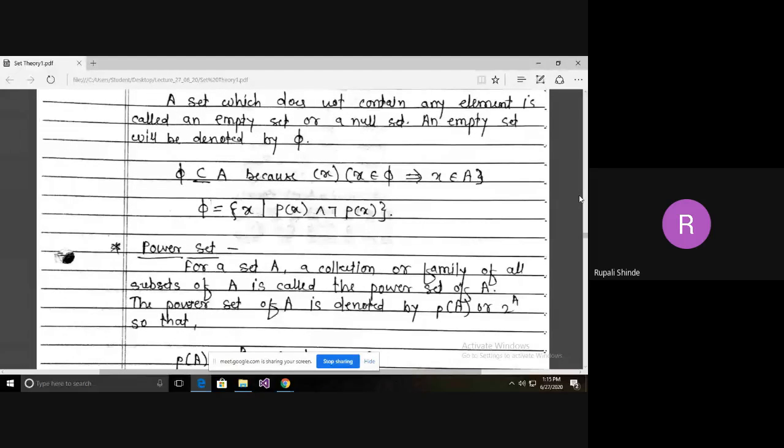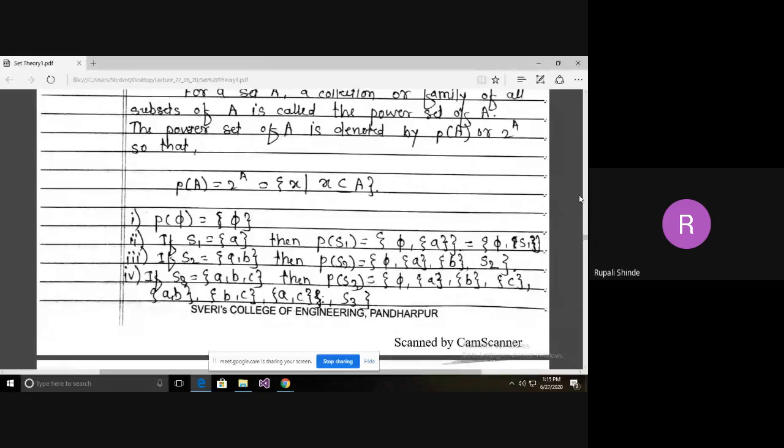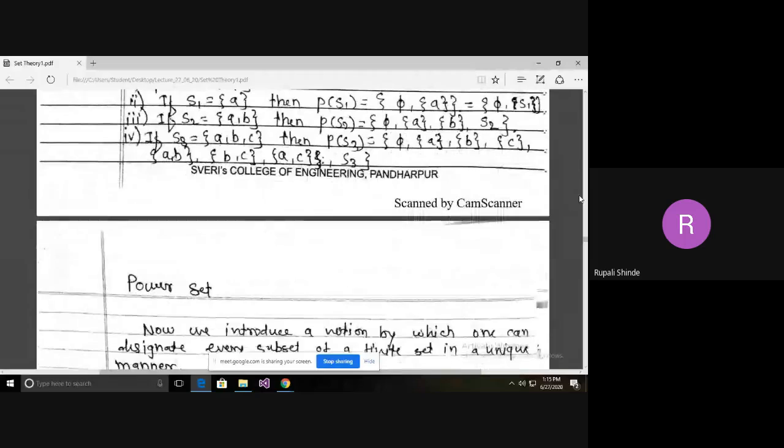Then the next point is the power set. We have seen what a power set means: the collection of all the subsets. The formula for the power set is 2 raised to n, where n denotes the number of elements in that set A. Again we have solved some examples based on the power set.